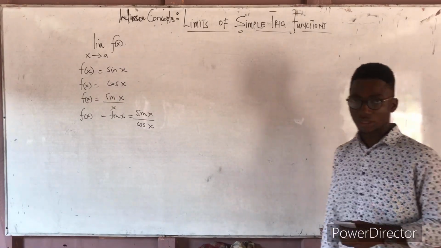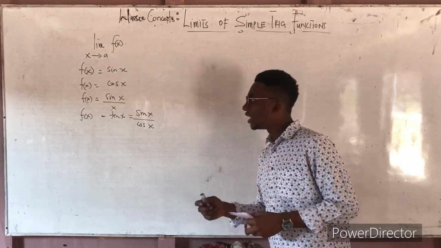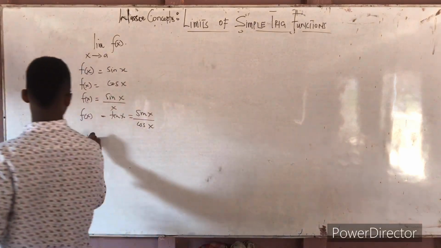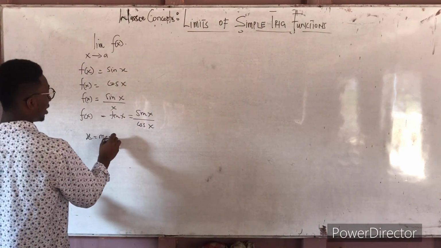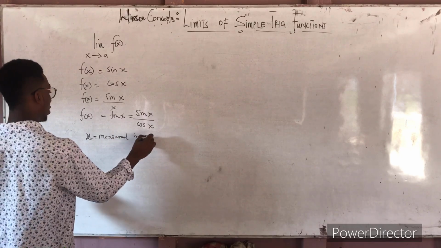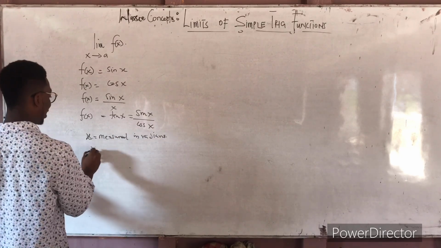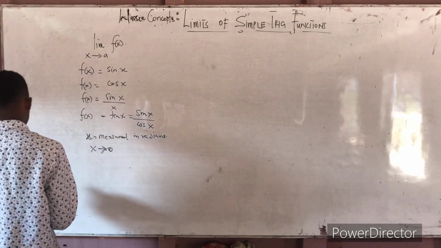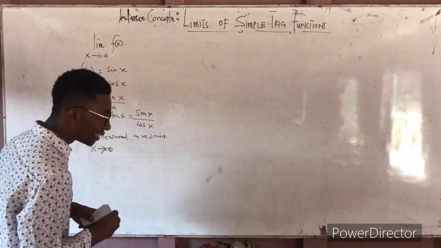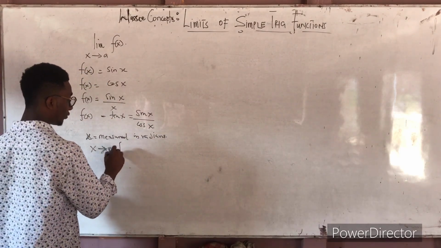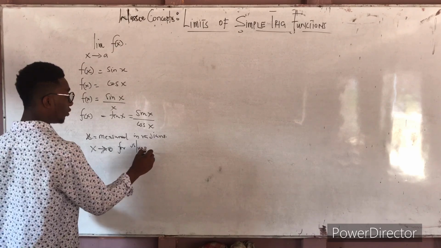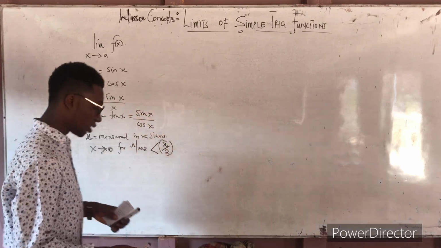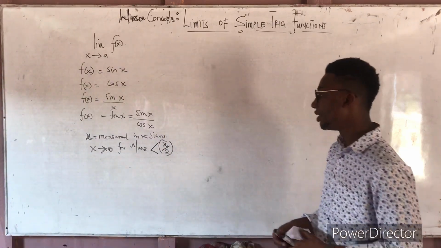These are the basic four functions we'll be looking at, to find the limit of sine x, cos x, sine x on x, or tan x. But the x we are looking at here should be measured in radians as x approaches 0. So we are looking at values which are less than pi on 2, that is pi radians on 2.